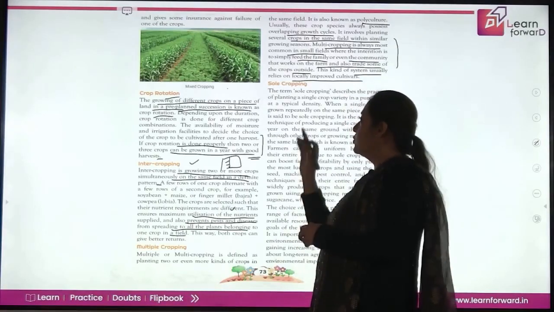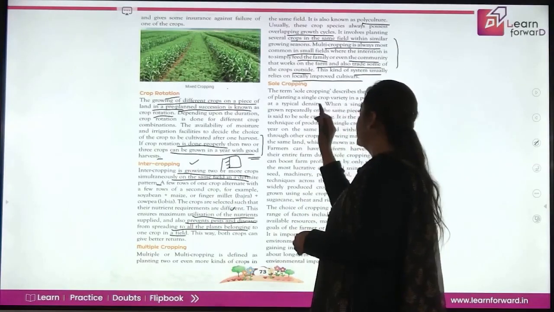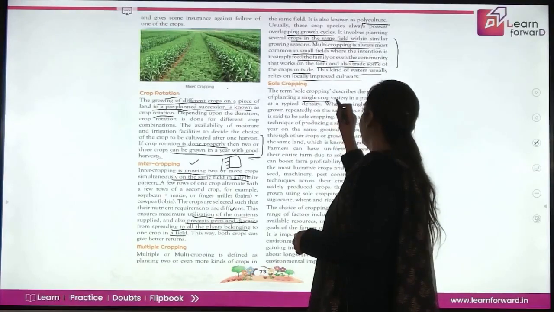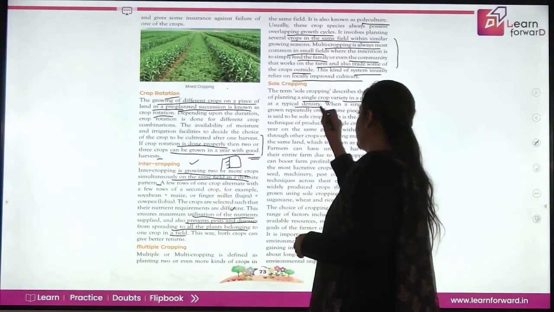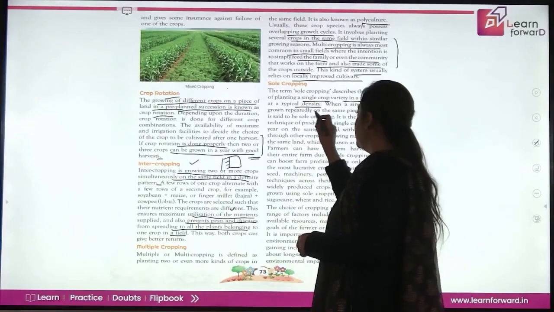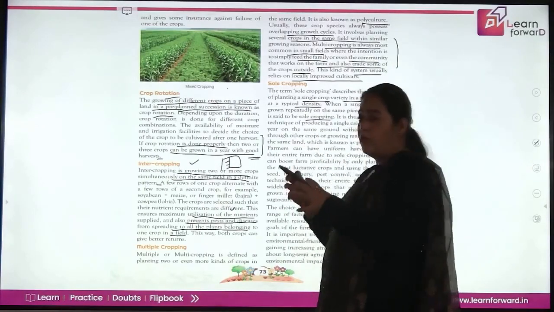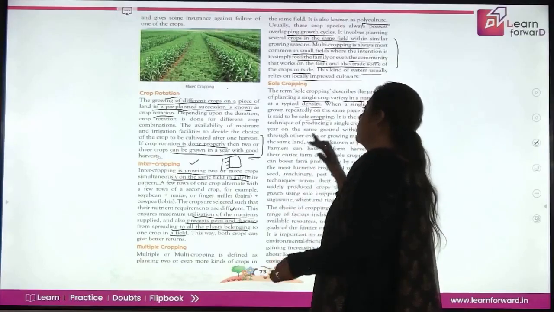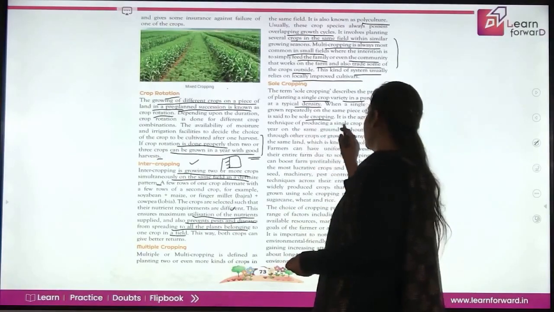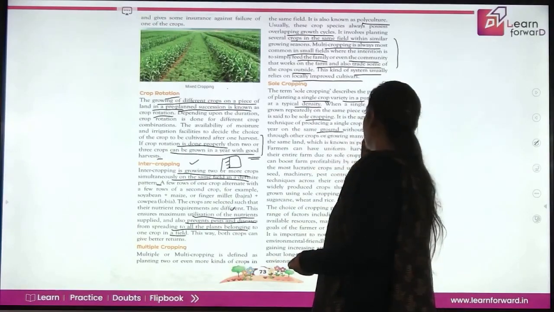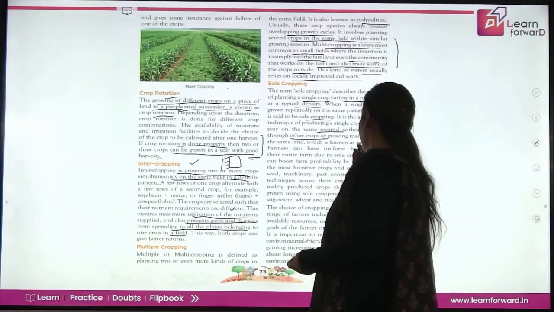Then let's come to sole cropping. Sole cropping में आप practice करते हो single crop को लगाते हो, a variety in a pure stand of a typical density. When a single crop is grown repeatedly on the same piece of land, it is said to be sole cropping. तो एक ही crop को एक ही land पर आप बार बार उगा रहे हो, उसे sole cropping कहते हैं. It is the agriculture technique of producing a single crop year after year on the same ground without rotating through other crops or growing many crops on the same land, which is known as polyculture.